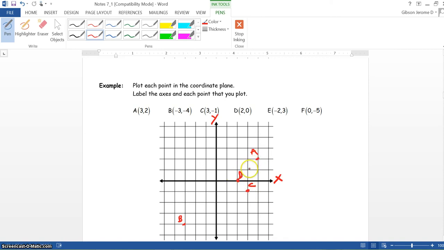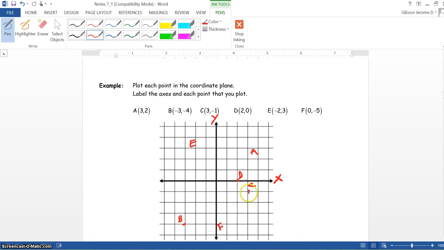Now, we go here to E. We have -2, 0. We start at the origin. We go to the left 2. And we go up 3. Now that's E. Now we have F. For F, we start at the origin. Since X is 0, we don't move on the x-axis, but Y is -5, so we go down 5. So this is F.